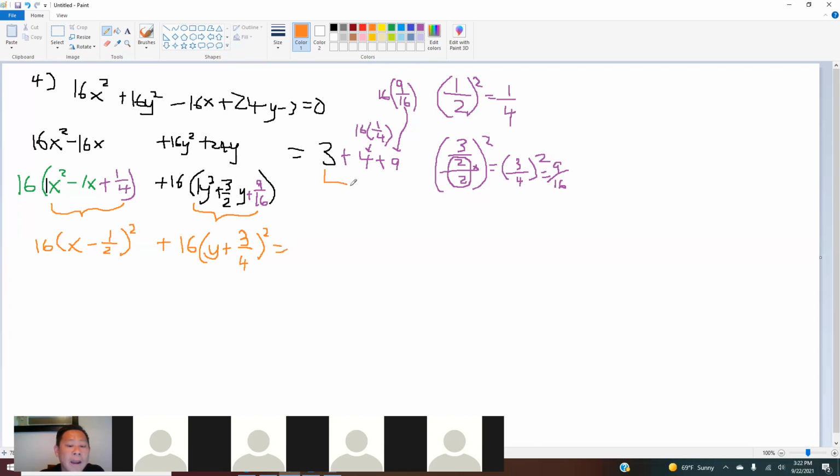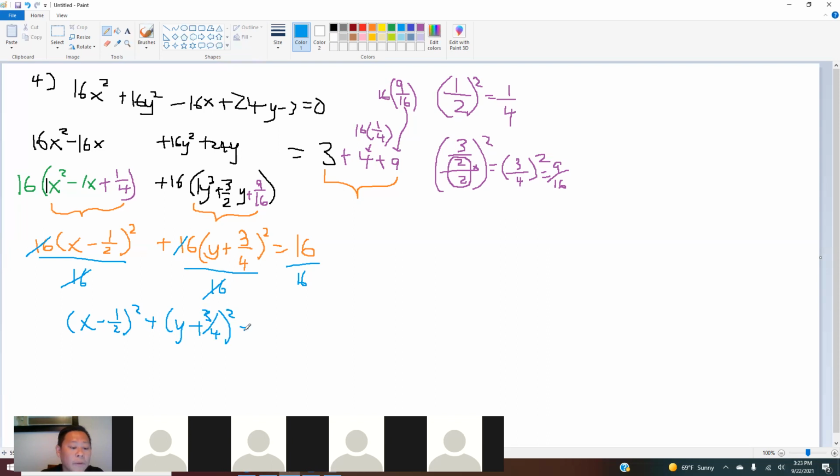And now what you need to do is add all these numbers up on the right side. So what is 3 plus 4 plus 9? 16, yes. And what we need to do next is, because we want to make this 16 into 1, I will divide everything by 16. You know what happens when you divide everything by 16? This will cancel out. So what do you get here? x minus a half squared plus y plus 3/4 squared equals to what?